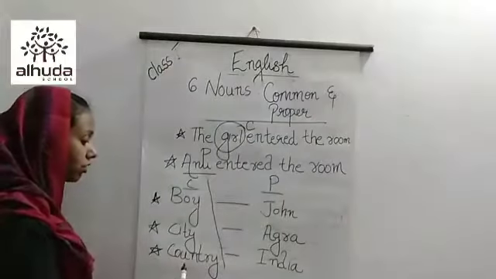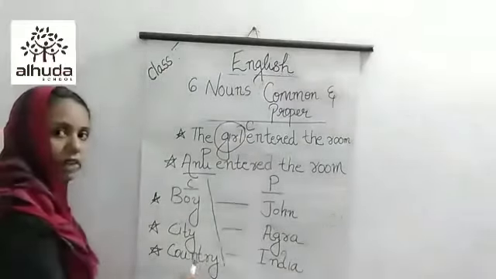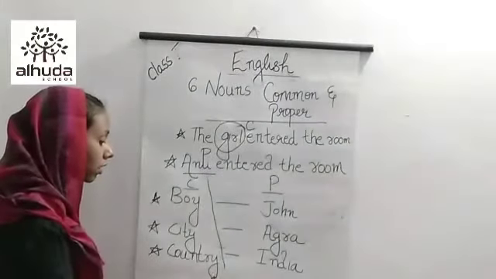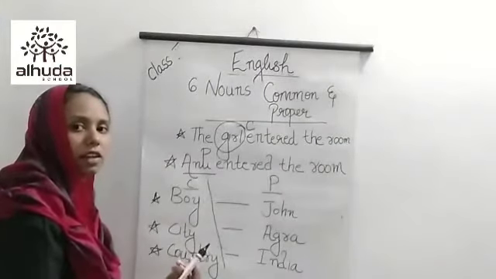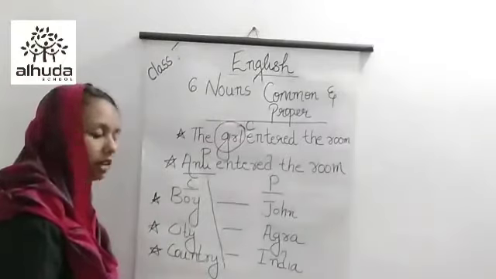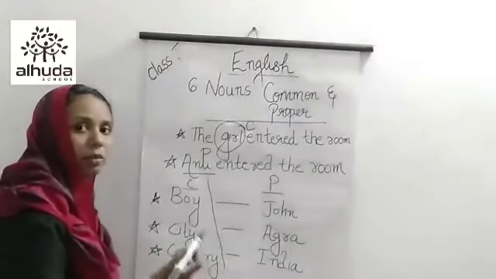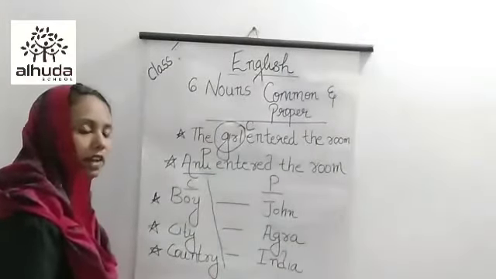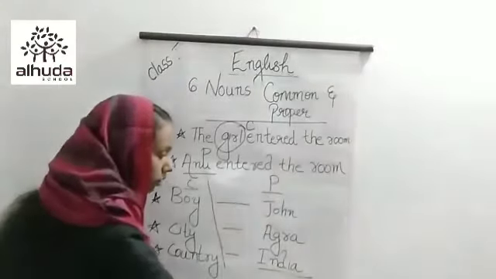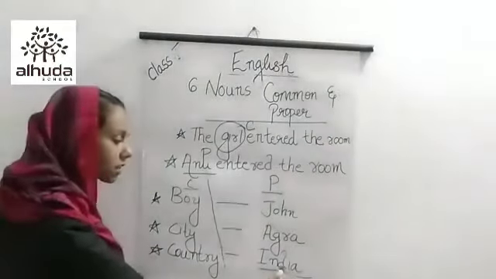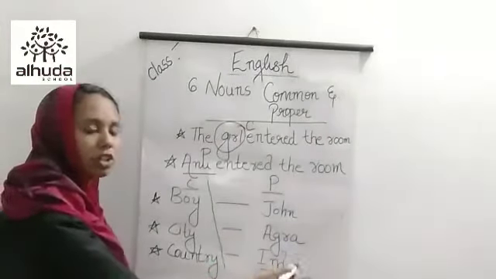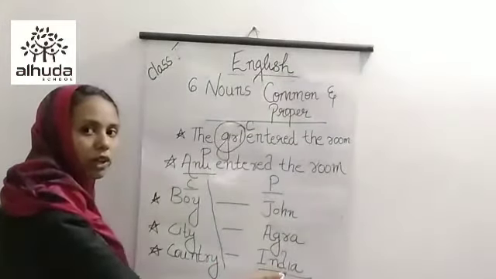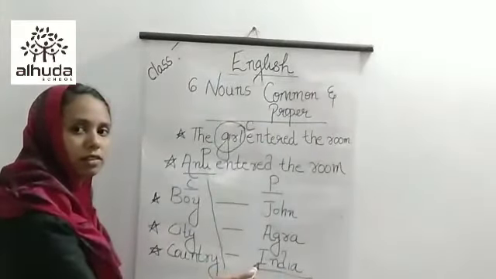And what about country? Yes, country is the common name, because when we talk about country, so many countries are there in our world. We can easily say India, Pakistan, China, like that. But when we are talking about India, this is a proper noun because we particularly mentioned the name here. Now all of you understood, children.